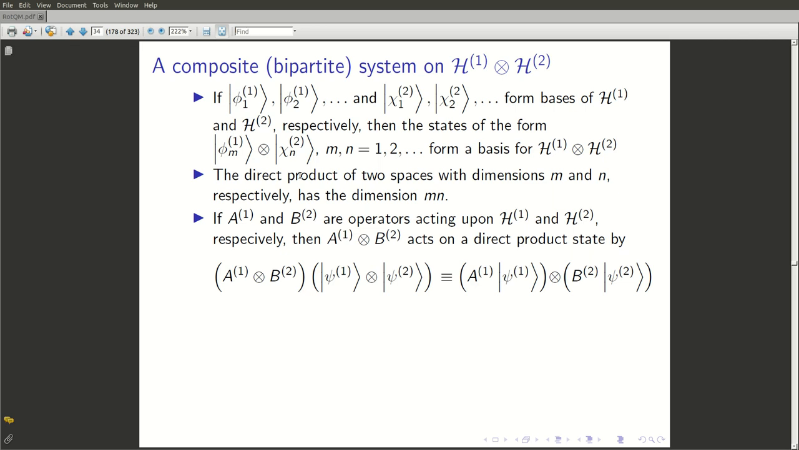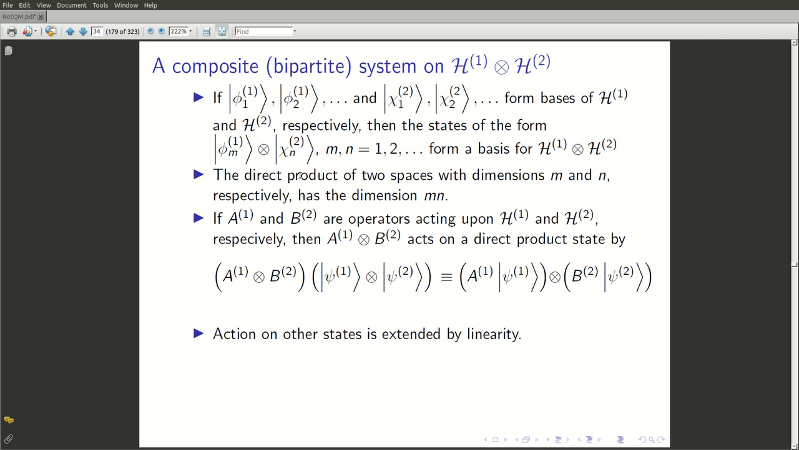The answer is you just use the same definition by extending it using linearity. So if you have a state like C1 Psi1 cross Psi2 plus C2 Phi1 cross Phi2, you just figure out what A cross B does to Psi1 cross Psi2 first, then you figure out what it does to Phi1 cross Phi2, and linearly combine these two results to get the result of A1 cross B2 acting on the linear combination.